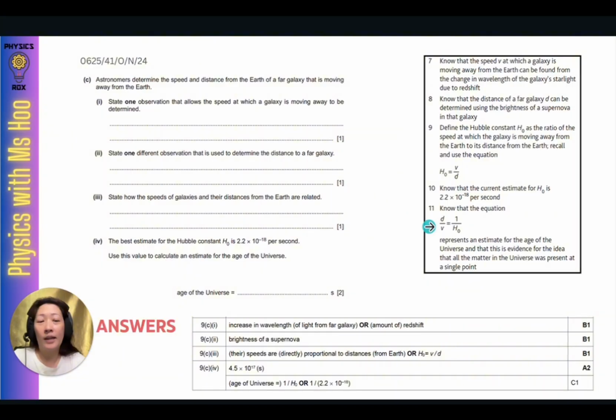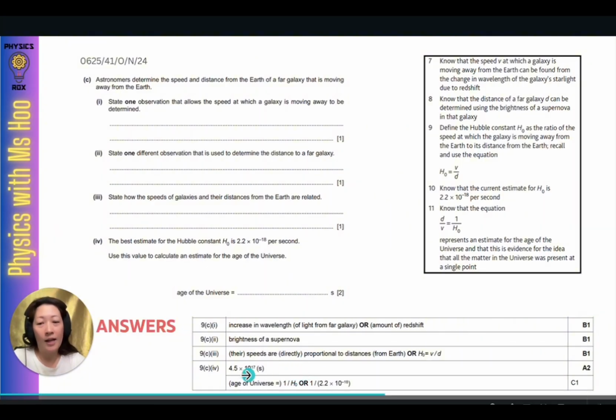You need to know the equation d over v equals 1 over H0, which represents an estimate for the age of the universe. So to calculate the age of the universe, you just need to take the inverse of the Hubble constant. And as you can see from the mark scheme, you just calculate 1 over H0. Use your calculator, and you can get the answer of 4.5 times 10 to the power of 17 seconds.